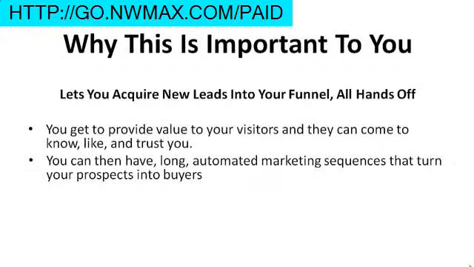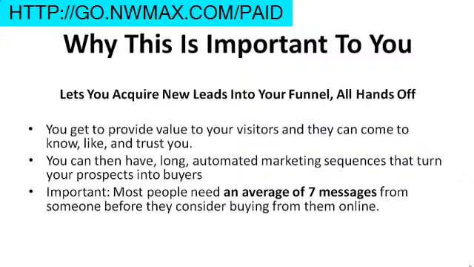Now, when you set up automated systems within your business, you can have long automated marketing sequences that turn prospects into buyers, and you need them to be long and automated because most people need an average of 7 messages from someone before they consider buying from them. If you think about how many times you bought something online, sometimes there's certain items that you'll buy right away just because you want it so bad, but other ones, they wear you down. They send you email after email, message after message. Sometimes you get a physical note in the mail, they send you a sales letter, and you come to get to know this person and like and trust them, and then you wind up buying from them.